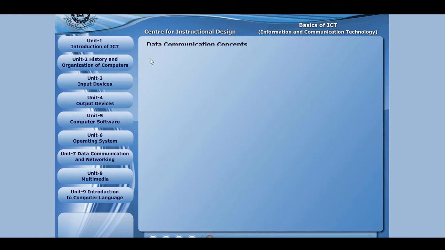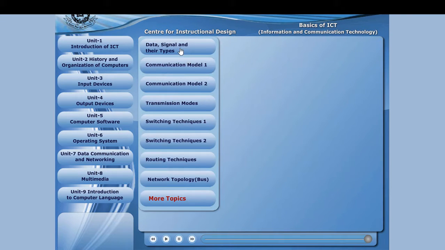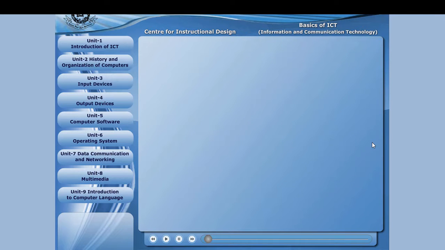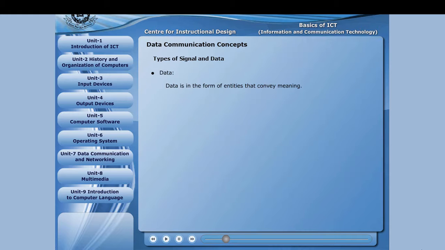Let's proceed to our next objective, that is, the types of signal and data. Let us define data and signal. Data is in the form of entities that convey meaning, and signal is an electric or electromagnetic representation of data. There are two types of data. Number one, analog data, and number two, digital data.